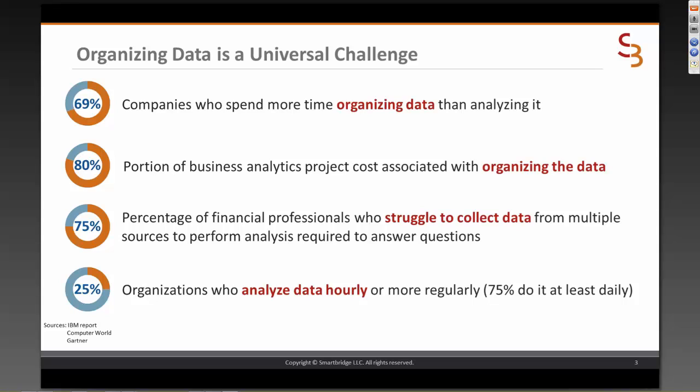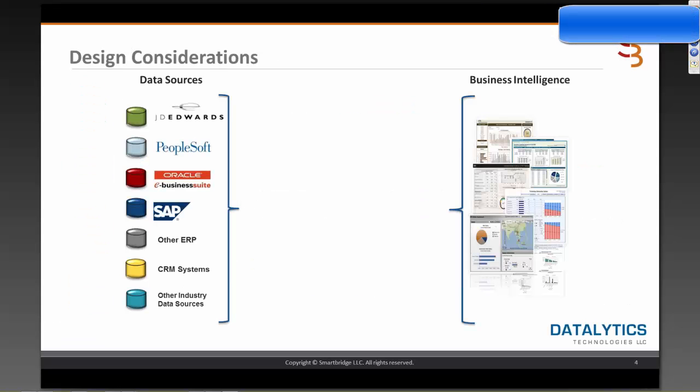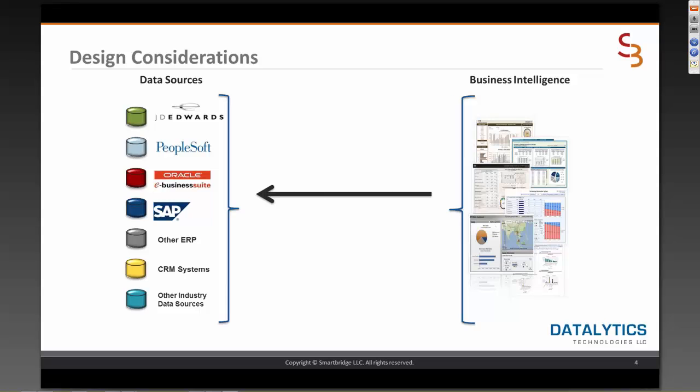And they have to go find it. So we need to address this data issue that we have. What typically happens is that users will be given access to a business intelligence tool or some sort of reporting tool. And what do they do? They go ask IT for the data.